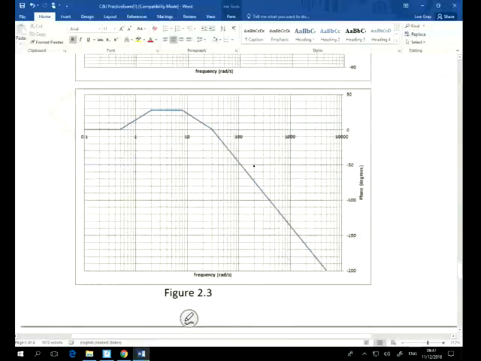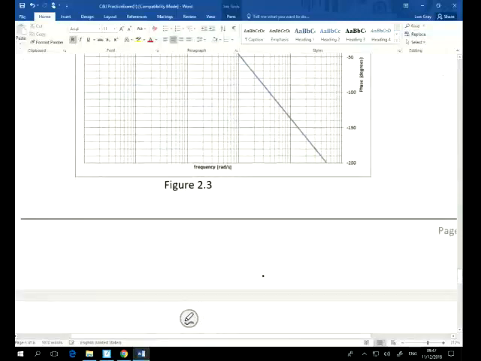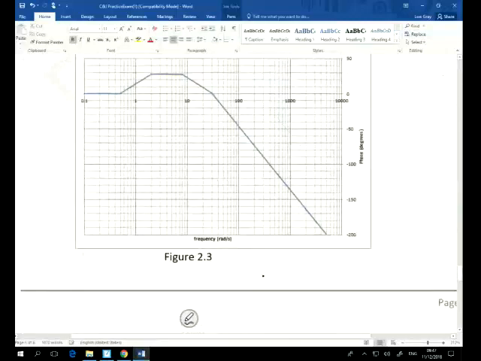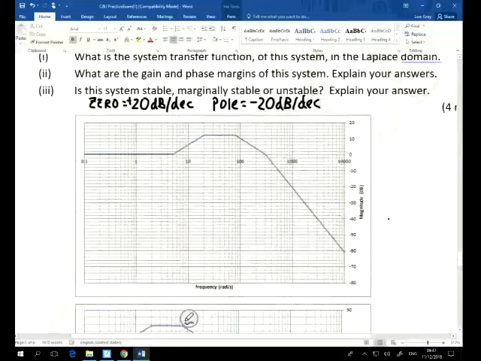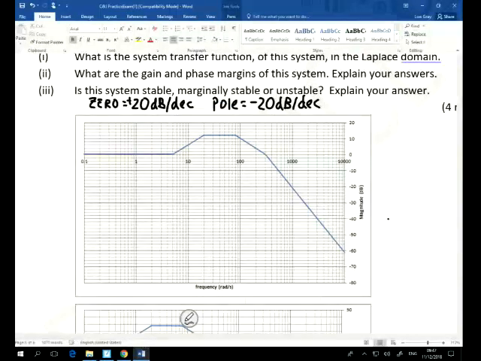Okay, unfortunately the frequency scale's right at the bottom. In fact, here's a frequency scale here. In a strange place, I thought it would have been at the bottom. So we're just trying to look at the points where we've got poles and zeros, so there's obviously something happening here, and there, because the slope changes there.